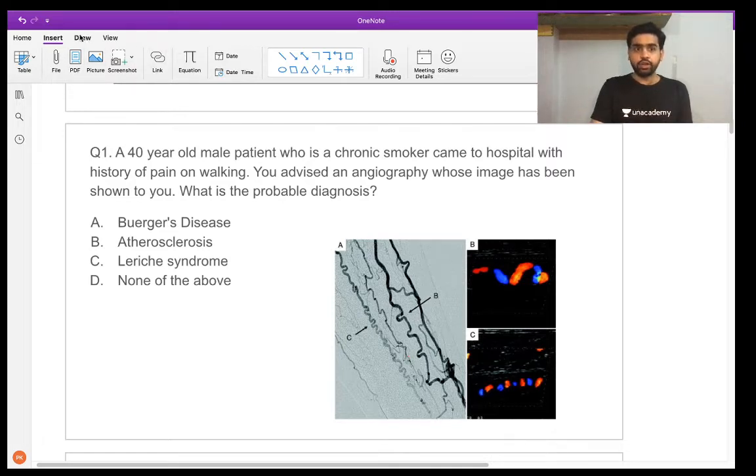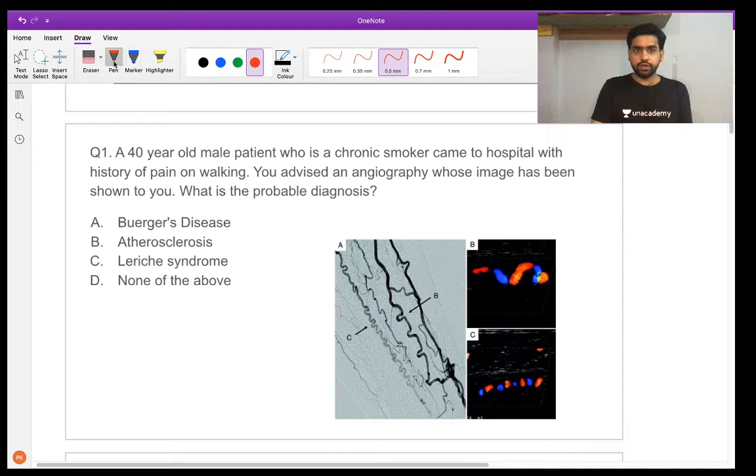Well, the answer to this particular question is Berger's disease. Now, why is it Berger's disease? Because what is happening in here? Can you see this? This is what you call a characteristic lesion of Berger's disease. So what is this? This is a corkscrew collateral. And corkscrew collaterals are a characteristic feature of Berger's disease.